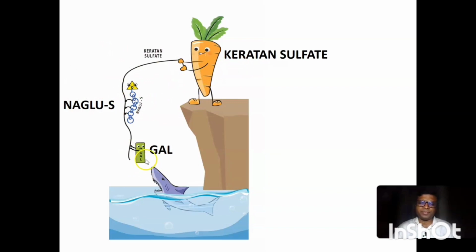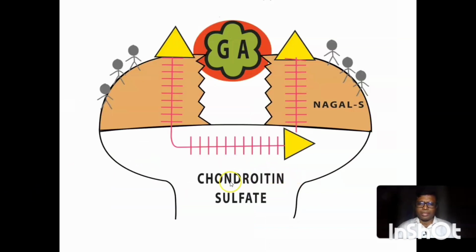Please note the exception. There is no uronic acid. There is galactose present in the place of uronic acid. Go to the next one, that is chondroitin sulfate.